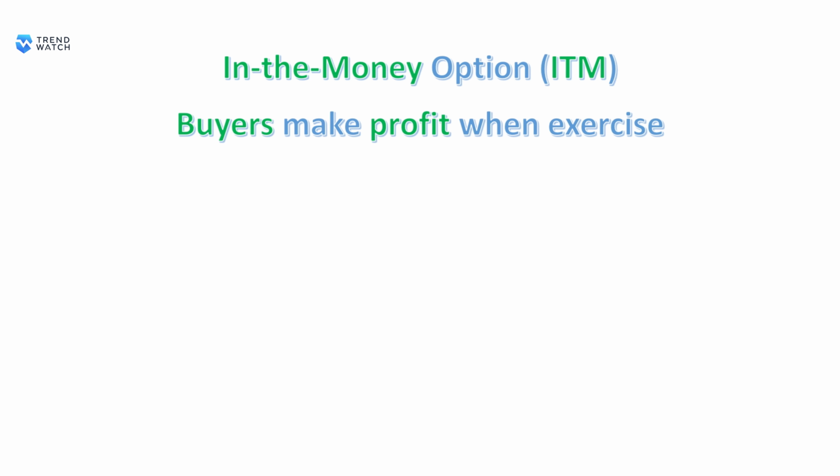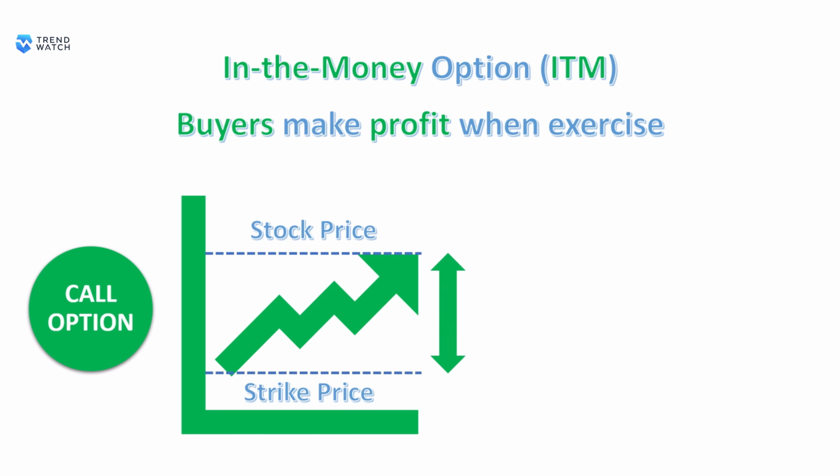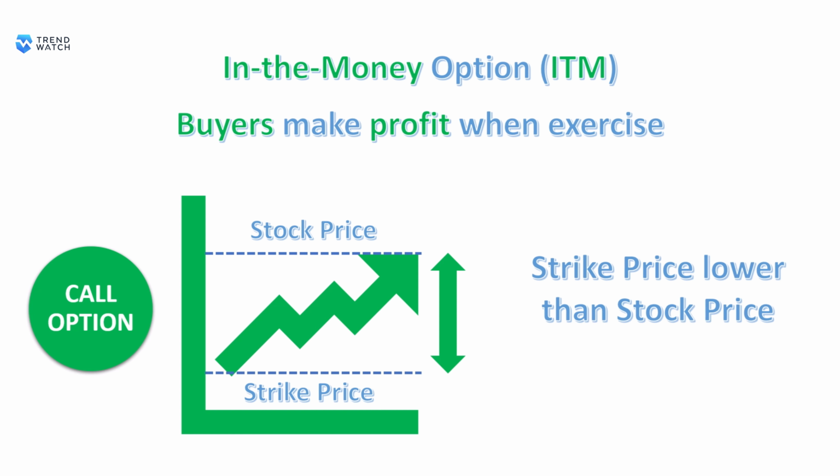An in-the-money option refers to an option that allows the buyer to make a profit when exercised. Here are some examples to illustrate this concept. A call option allows the buyer to purchase a stock at a predetermined price, known as the strike price. If the strike price is lower than the current stock price, the buyer can exercise this option, buying the stock at a lower price and profiting from the difference. This situation, where the strike price is less than the price of the underlying asset, is referred to as an in-the-money call option.